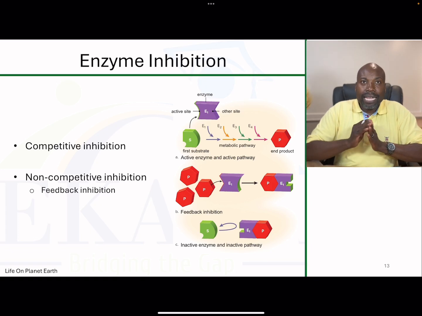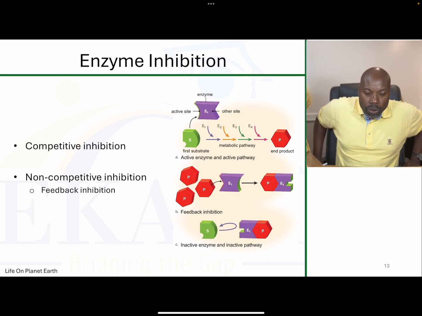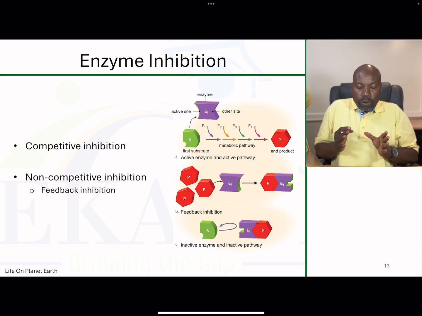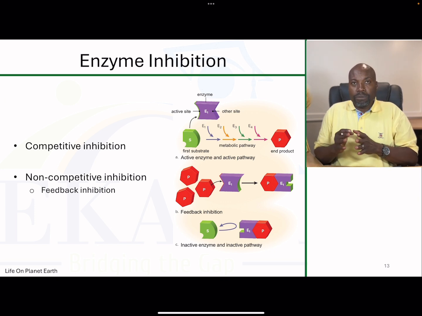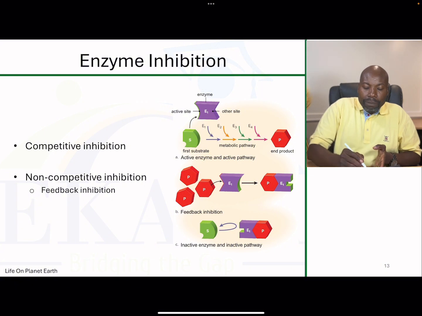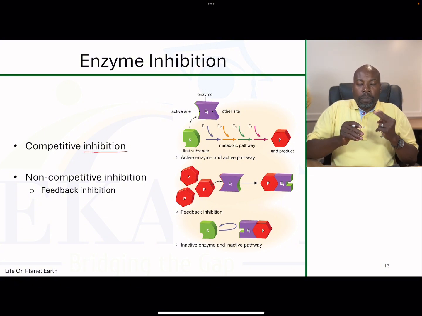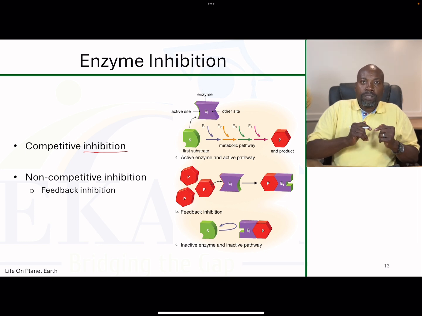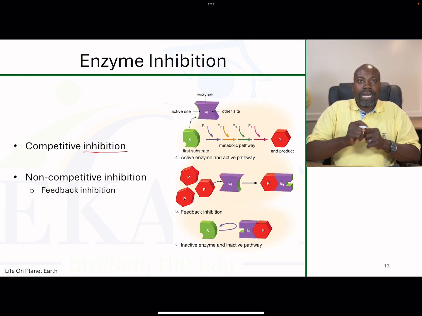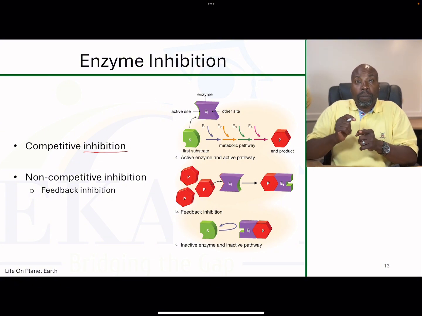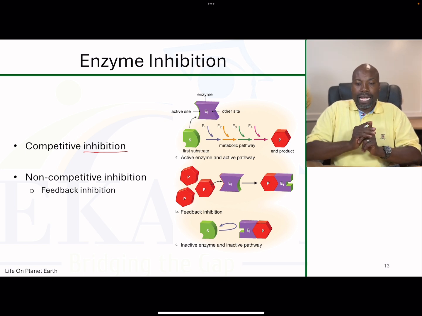When we consider these enzymes, their activity can be controlled by inhibitors. These inhibitors occur in two kinds. We have competitive inhibitors that allow us to achieve competitive inhibition, and non-competitive inhibitors that allow us to achieve non-competitive inhibition, right?